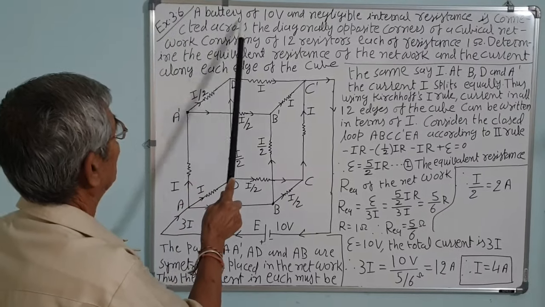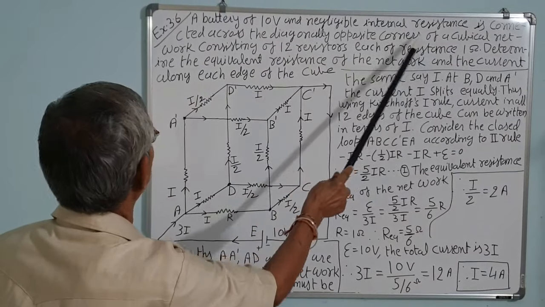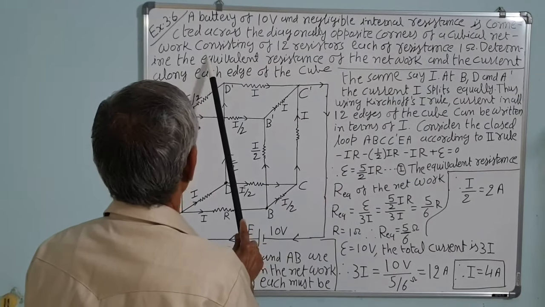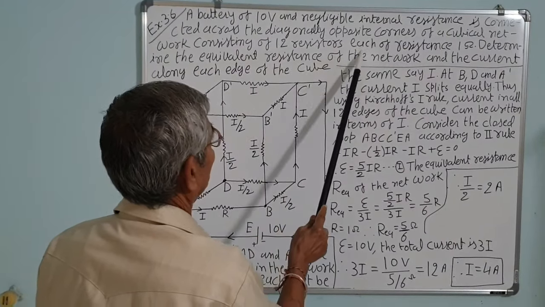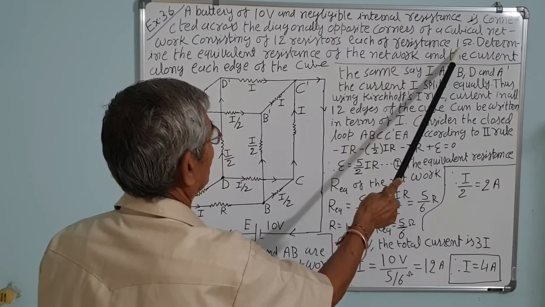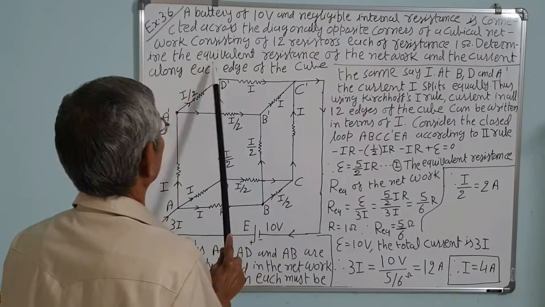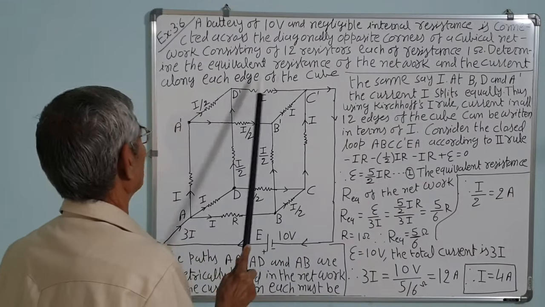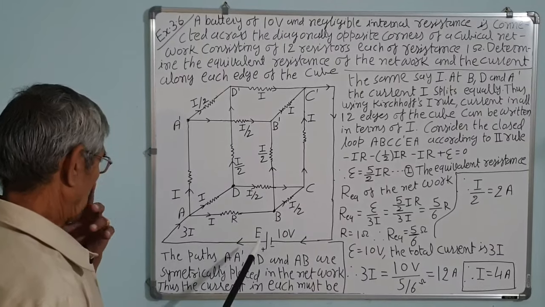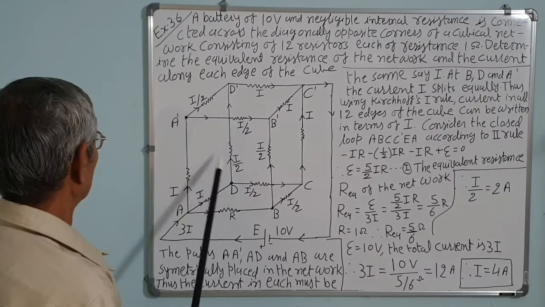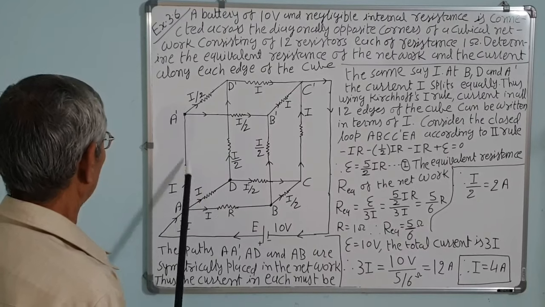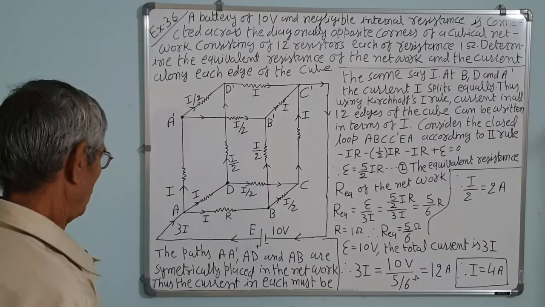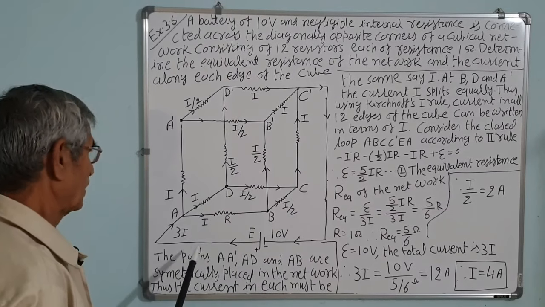Example 3.6. A battery of 10 volt and negligible internal resistance is connected across the diagonally opposite corners of a cubical network consisting of 12 resistors, each of resistance 1 ohm, correct. Determine the equivalent resistance of the network, and number 2, the current along each edge, correct. This is the network given, 12 resistances, 1, 2, 3, up to 12, all 12, each of 1 ohm, correct.